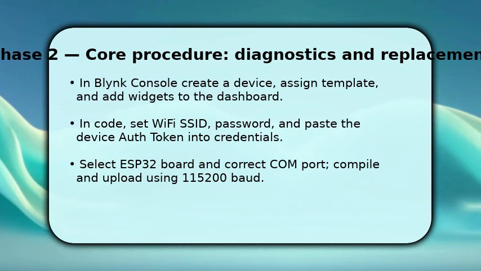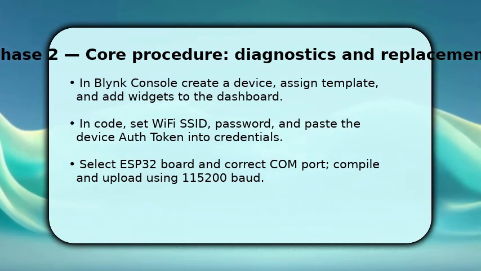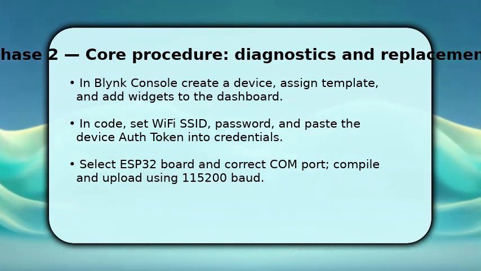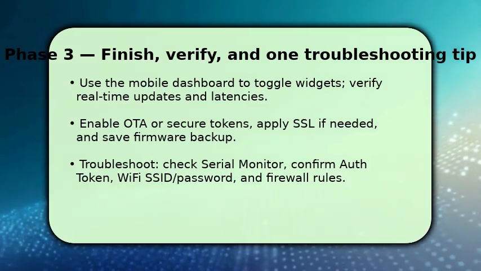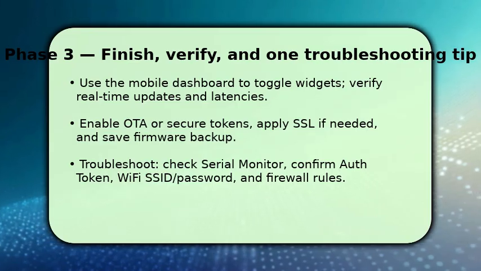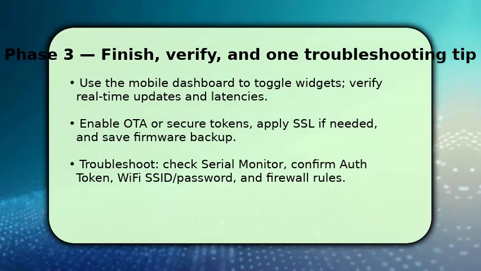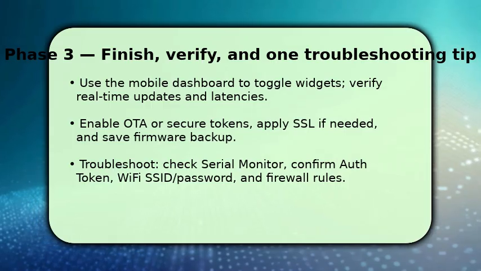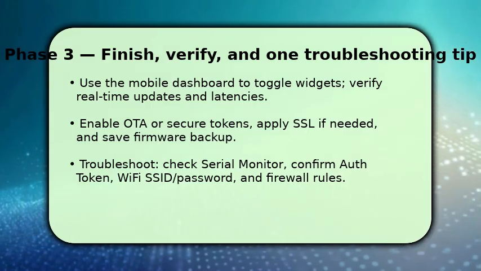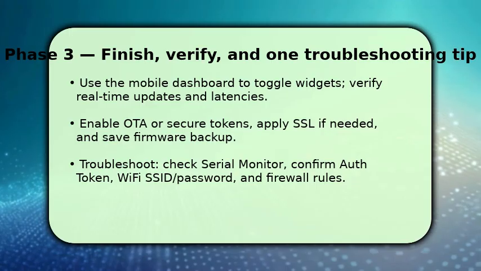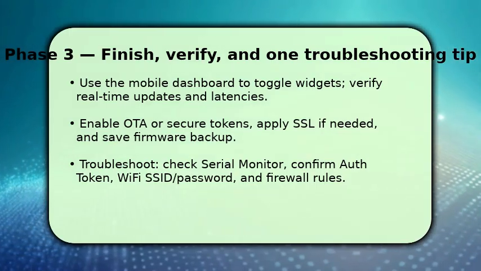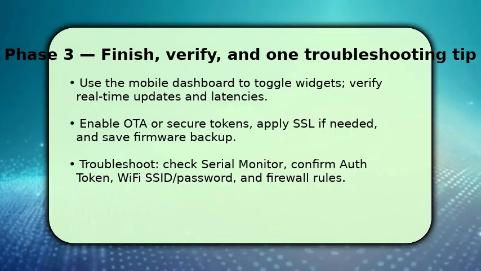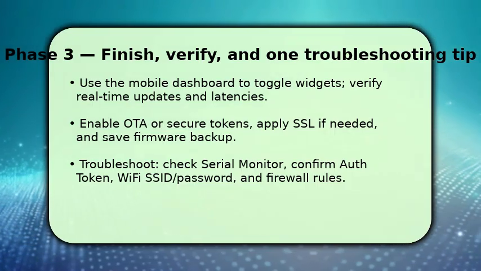Finish by validating every control and securing the build so you can rely on it. You should operate each widget from the mobile dashboard and see immediate responses on the ESP32. Latency under 1 second is normal on local Wi-Fi. Once verified, enable OTA updates or apply SSL for production and keep a copy of the working firmware. If something fails, the key troubleshooting step is to inspect the serial monitor for errors.